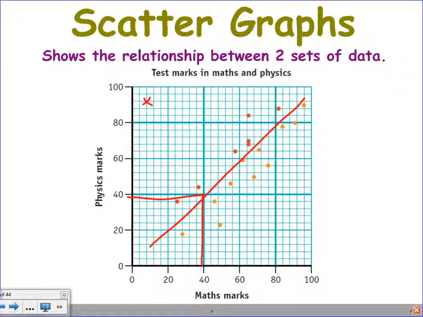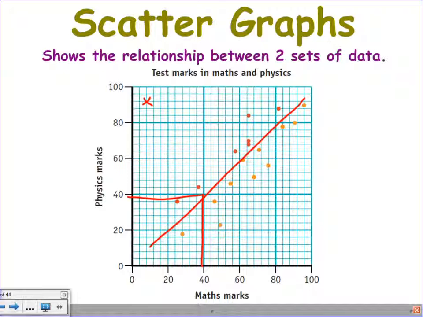Good. There's something called an outlier. So if I have a guy who scores 10 in his maths exam, but 90% in his physics exam, okay, a bit of a strange result, but compared to the rest of my data, it's miles away, isn't it? It's out on a limb.